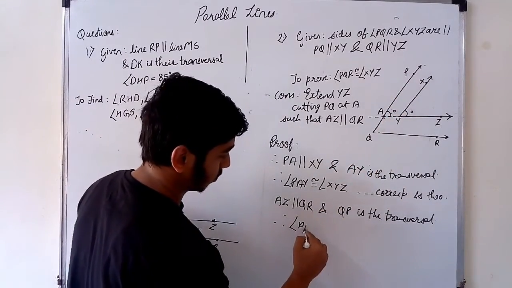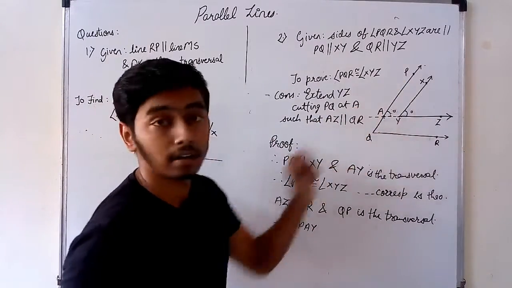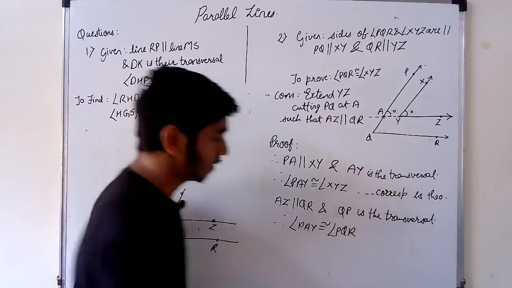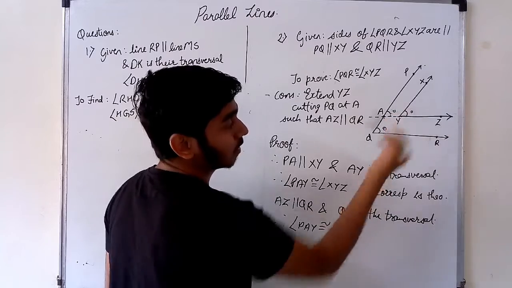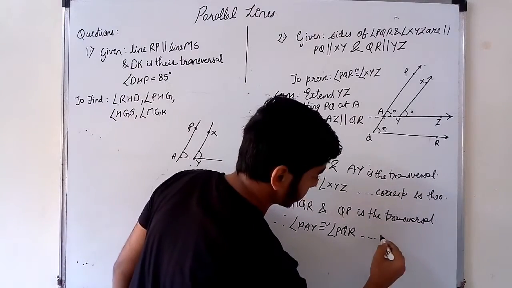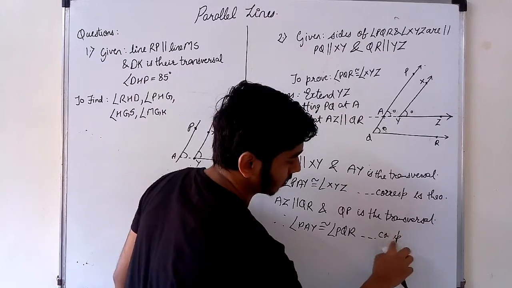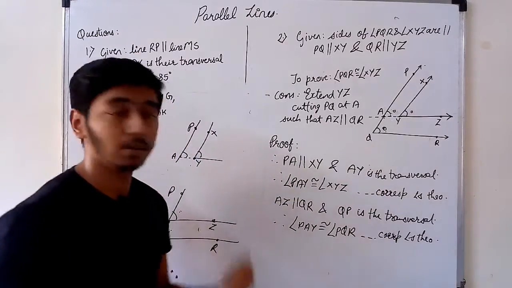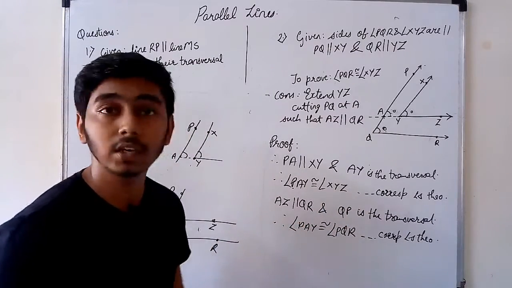Therefore, angle PAY, which is this angle, and this angle, which is PQR, PAY is congruent to PQR. Correct? Again, what is the reason for this? Corresponding angle. Same way, right? Corresponding angle here also. Therefore, okay, you can write that reason, corresponding angle theorem.